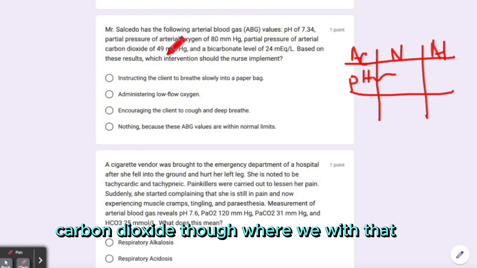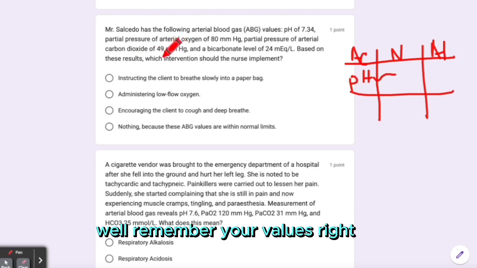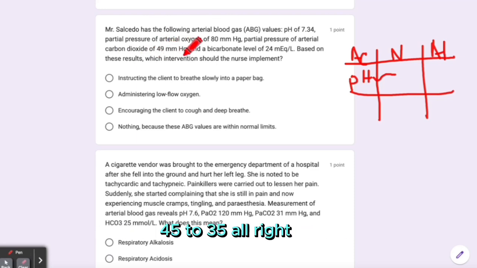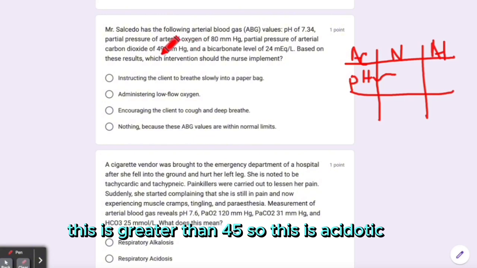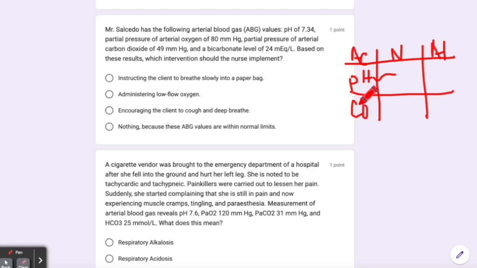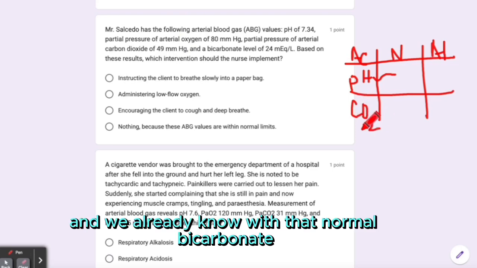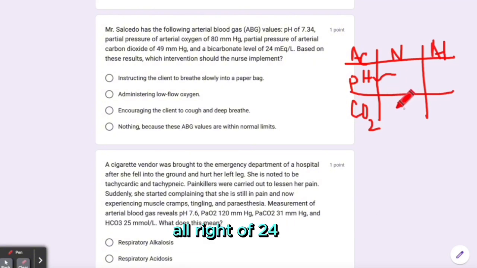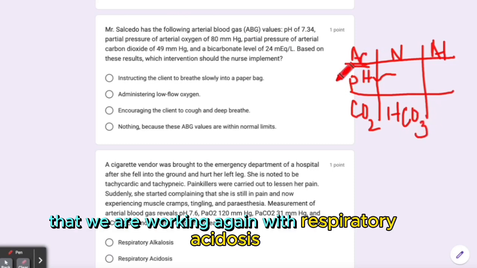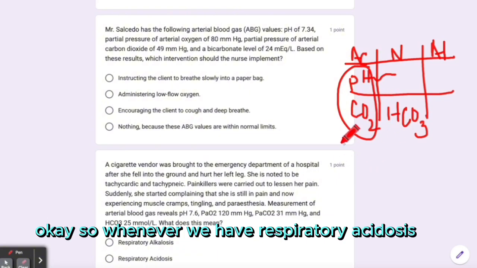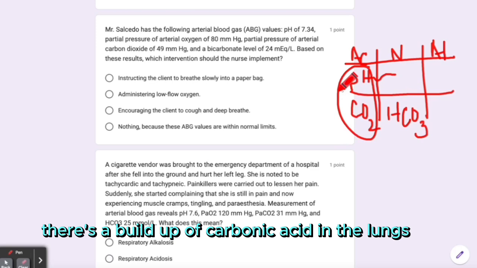All right, carbon dioxide though, where are we with that? Well, remember your values, right? 45 to 35. This is greater than 45, so this is acidotic. So we'll just put CO2 here. And we already know with that normal bicarbonate of 24 that we are working again with respiratory acidosis, okay?